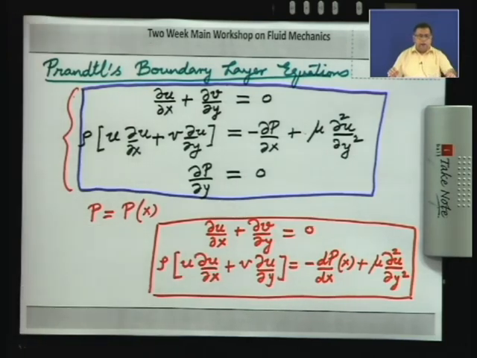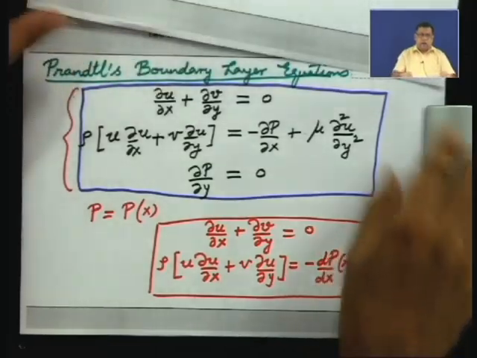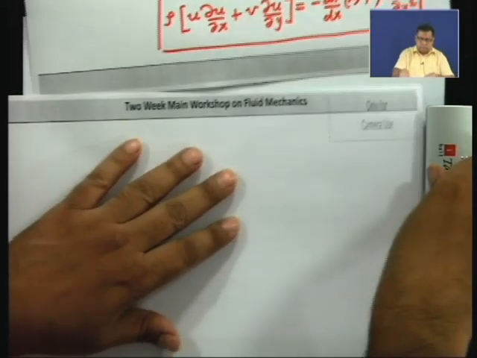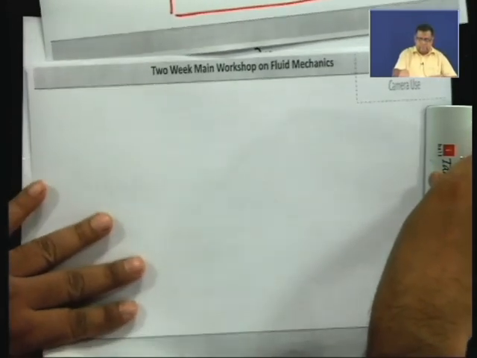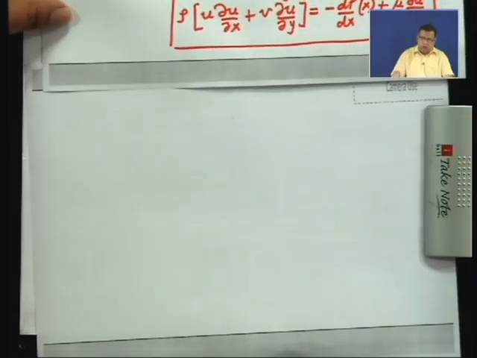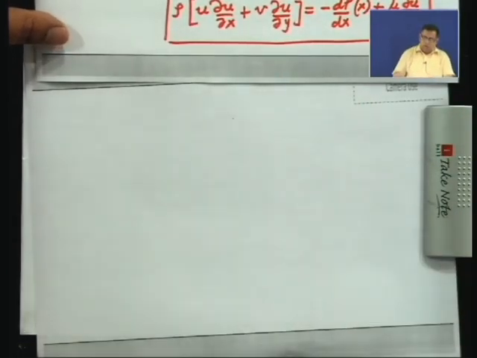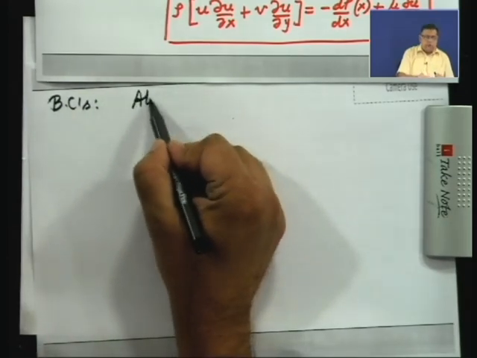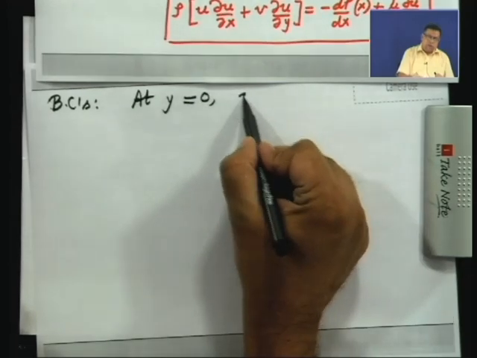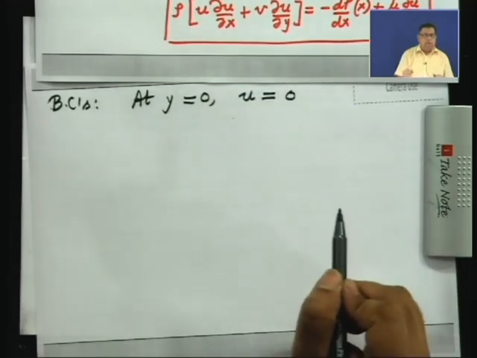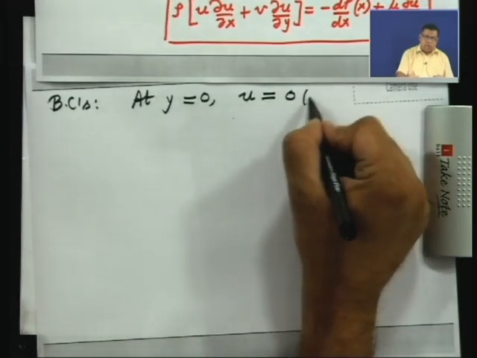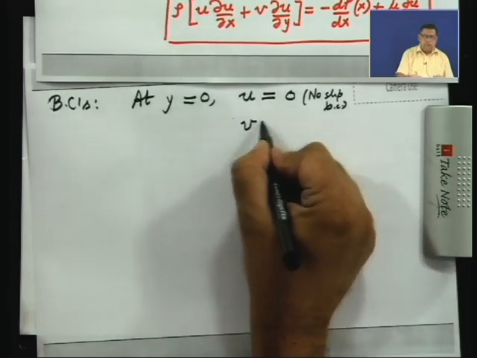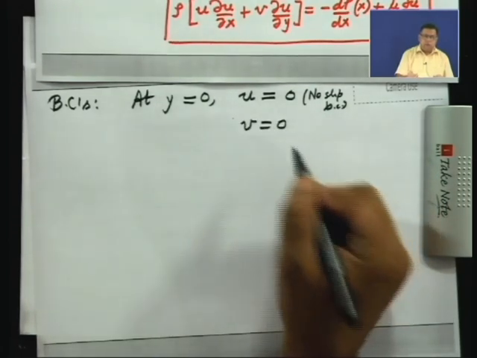Now, we need boundary conditions for solving these equations. If we look at the boundary conditions, one boundary condition at the plate, at y equal to 0, is u is 0. This is the no slip boundary condition, and you are also going to have v equal to 0, this for an impermeable plate.